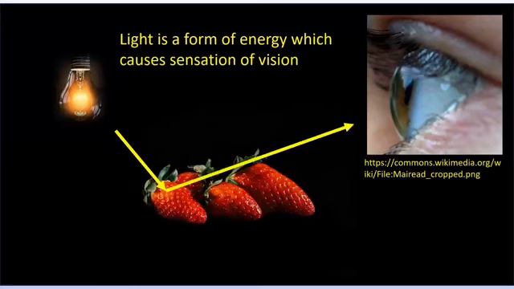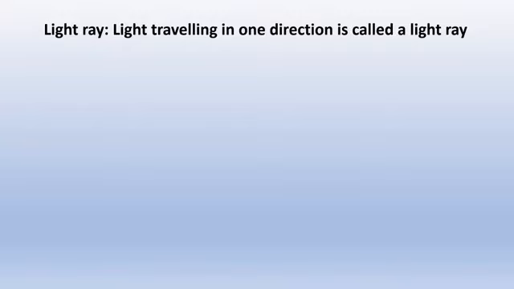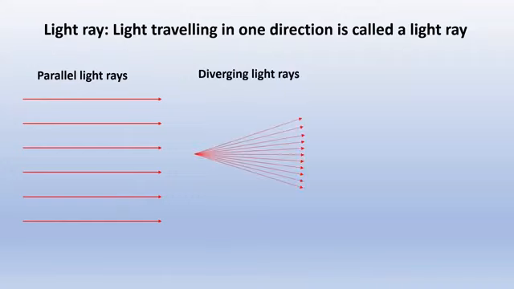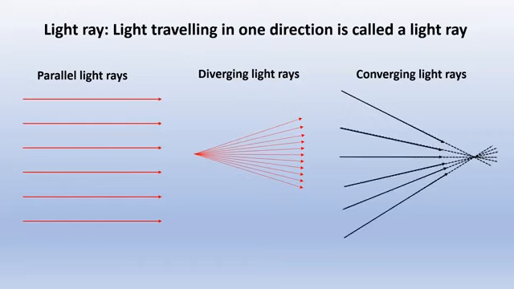Light enters into our eyes, and then we will be able to see the objects. Light travels in straight lines, and light traveling in one direction is called a light ray. If all the light rays are parallel to each other, we call them parallel light rays. If the light rays are starting from a point, then we call them diverging light rays. If the light rays are going to meet at a point, we call them converging light rays.